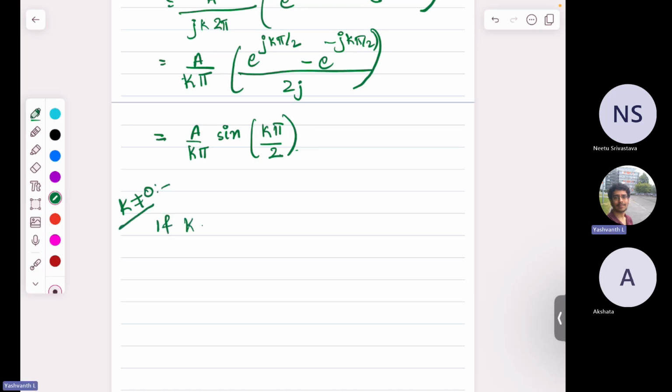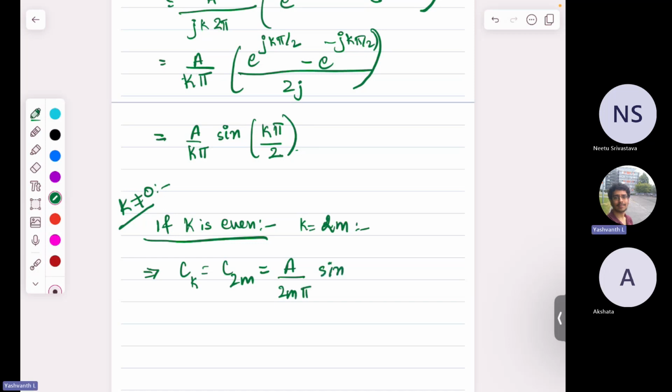If k is even, then basically you can write k equal to 2m, for some integer m. So ck equals c2m equals A by 2m pi into sine of 2m pi by 2, the 2 gets cancelled. What is this? It is always equal to 0, because sine m pi for any integer m is always 0.